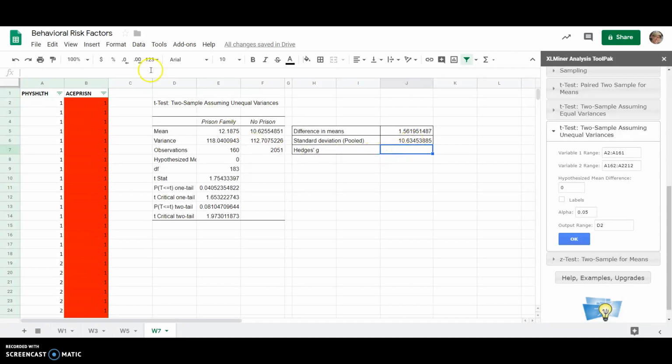Hedges' g is a measure of effect size, of practical or clinical significance. And to calculate it, we take the difference in means and we standardize it. We divide by the pooled standard deviation. So that's a division, and that gives us 0.14468, about 0.15. A general rule of thumb, very general rule of thumb, is that 0.2 is a small effect size, 0.5 is a medium, and 0.8 is a large.